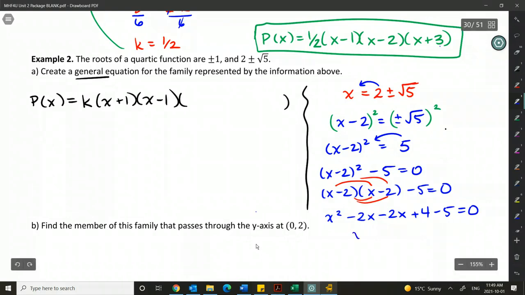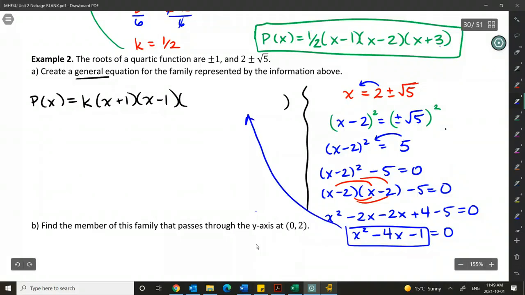And then just clean it up a little bit here. So gather your like terms and your constants. That is not negative 5, that is negative 1. And that will give us the quadratic that's going to go into the second part here. It would be x squared minus 4x minus 1.